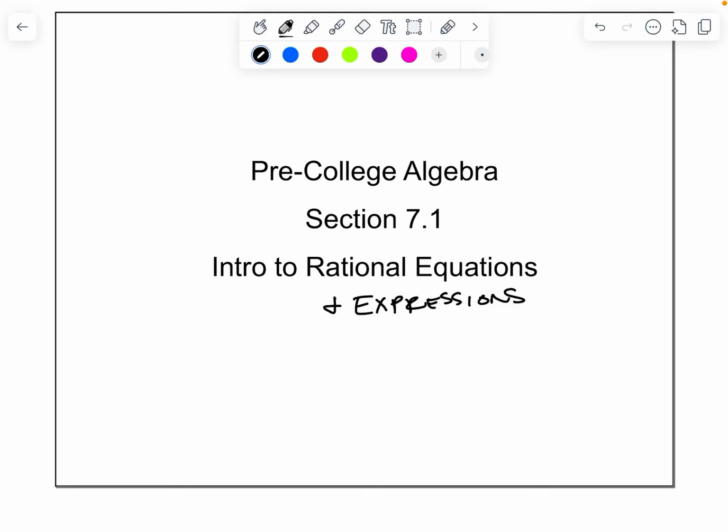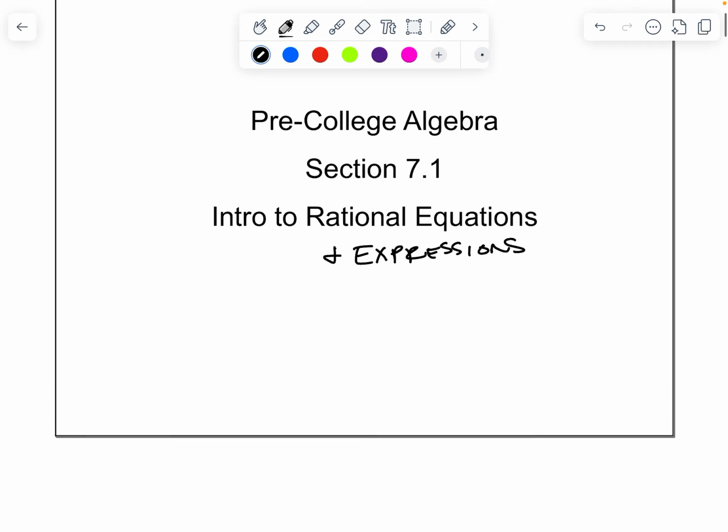Welcome back. We're starting to study a new chapter here, and we're going to talk in this chapter about rational equations and expressions. What we're going to start with is rational expressions and how to simplify those things and hopefully work towards solving rational equations.